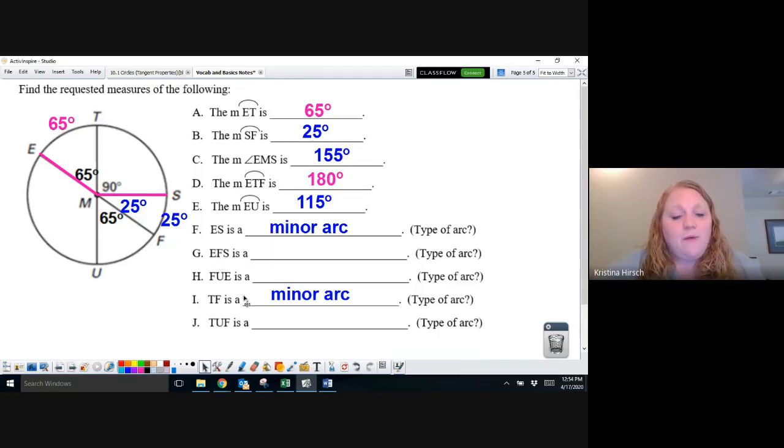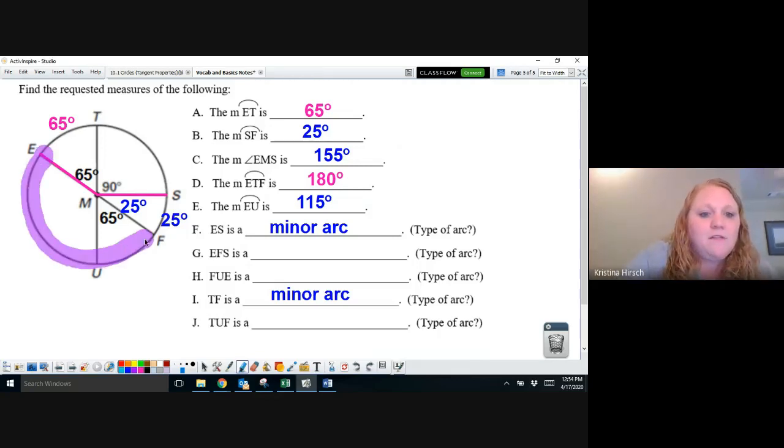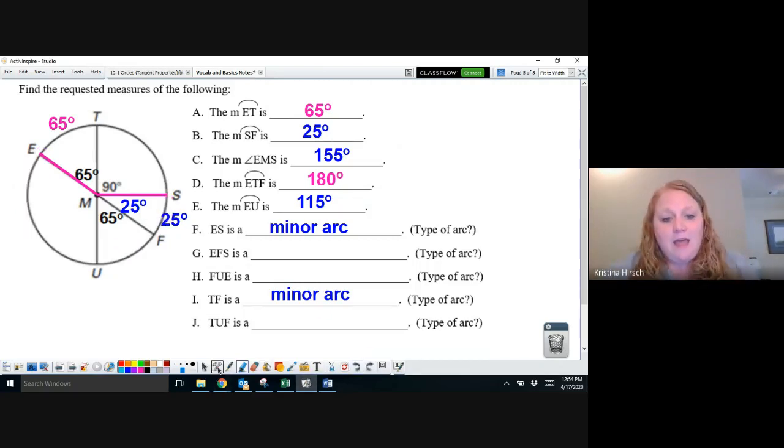Now, these other three have three letters, so that's a pretty good clue that more than likely it's going to be a major arc. All right, or it could be a semicircle. So EFS, E to F to S. Now be careful, not ESF, right? If it was ESF, that would be a semicircle, but we have to follow the roadmap. So from E to F to S. That is more than halfway, so that would be considered a major arc.